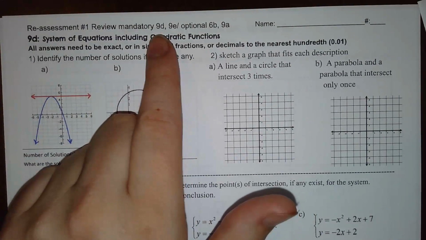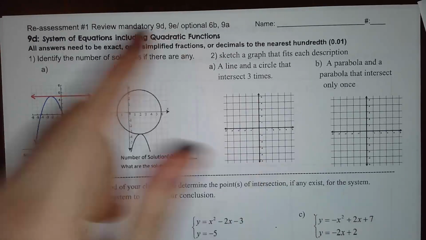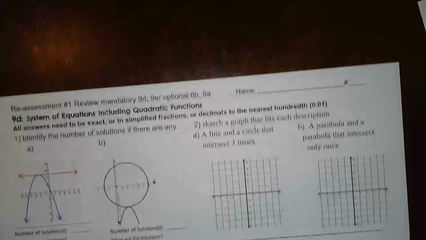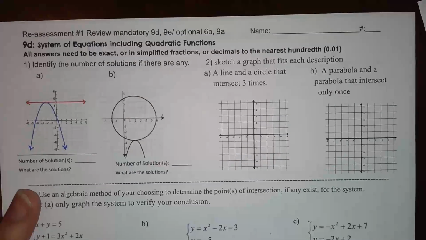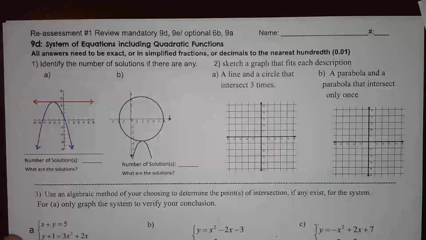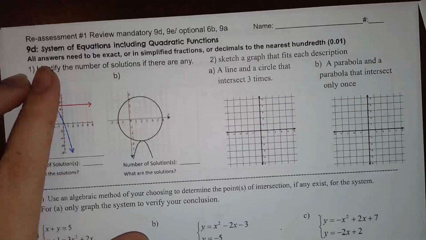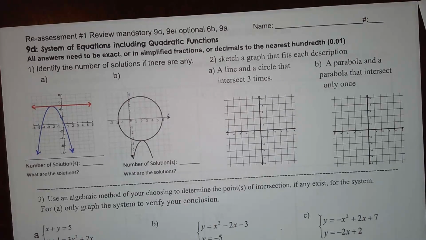Remember, the mandatory standards are 9D and 9E, which is on the first page here. And the optional standards are 6B and 9A. Let's begin. So for standard 9D, it's system of equations including quadratic functions.